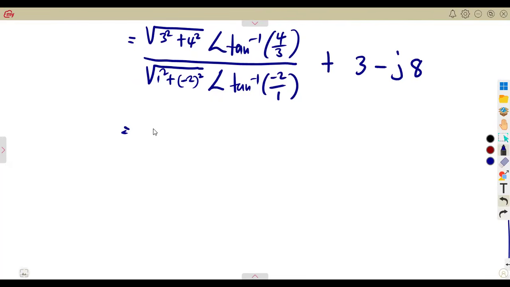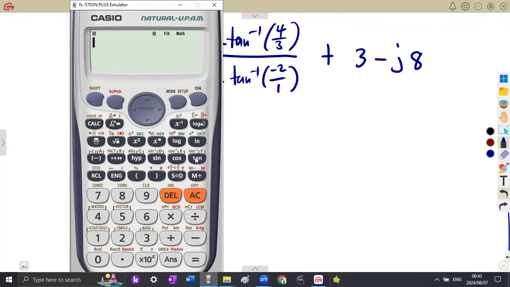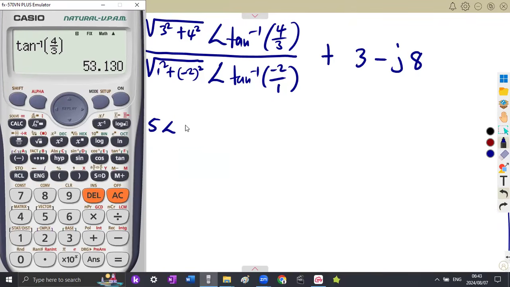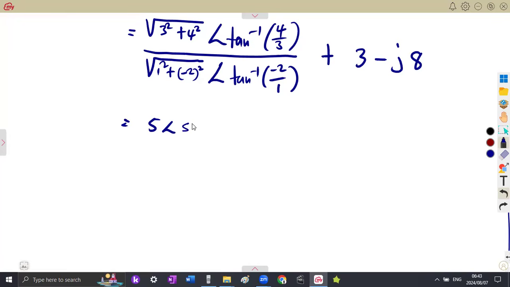3 squared plus 4 squared under the square root is going to be 5. Arctan, we simplified this before. Anyways, let us just simplify. That's arctan 4 over 3. Shift tan 4 over 3. All right, let's see what you're going to have there. That's 53.18, sorry, 53.13. It's not going to be exactly the same answer as what we got before because we are working with rounded off values.